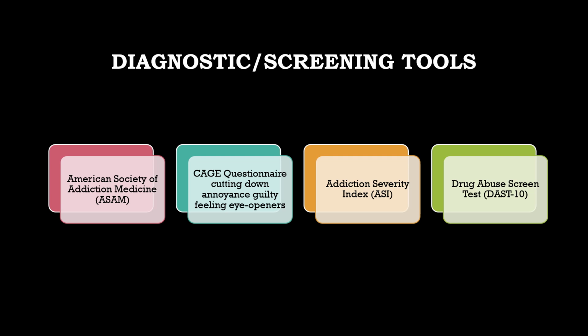The cutting down piece speaks to what efforts, if any, the client has made to cut down their use, and whether those efforts have been successful. The annoyance piece speaks to asking the client if they become annoyed when people bring up their substance use, talk about their substance use, or otherwise confront them about it. Then the G in the CAGE acronym stands for a guilty feeling, so either guilt before or after using, or guilt when your use is brought up. And then next would be the eye opener, which would be the E in the CAGE acronym.